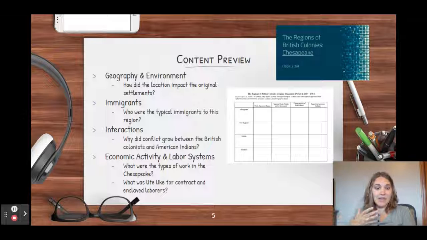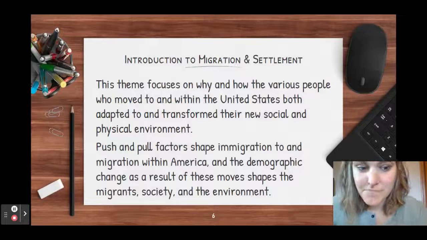And then in the third to last column, it says characteristics of life and culture. Really focus in here on economic activity and labor systems. That's a key point here. What were the types of work and what was life like for both contract and enslaved laborers? You're going to come across enslaved Africans and indentured servants. So include some characteristics or some details about that while you are working on this graphic organizer.